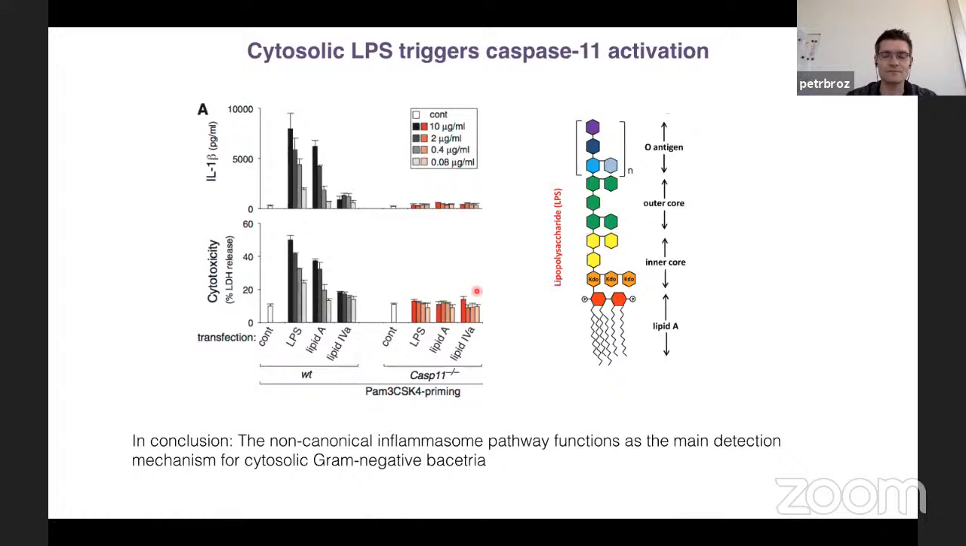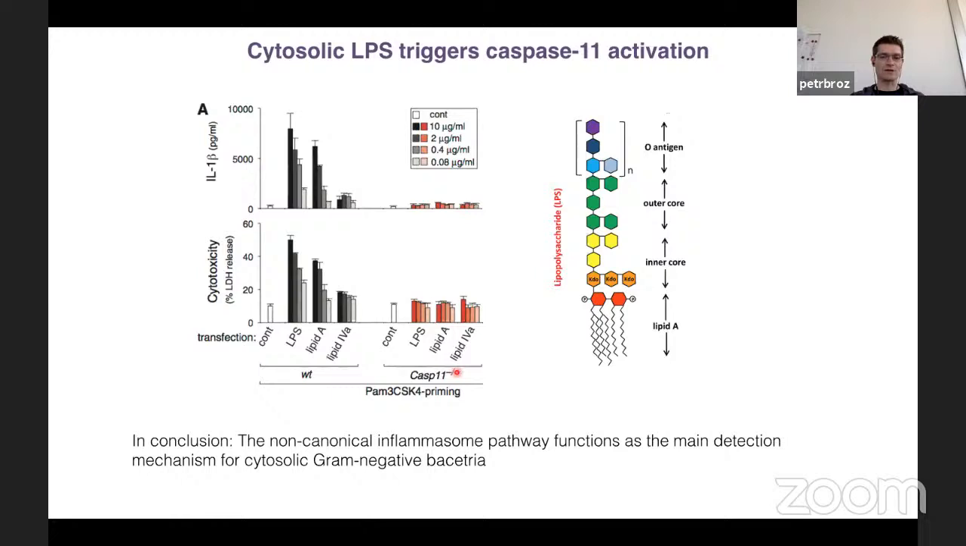It's the presence of LPS. So it was speculated that maybe LPS is the trigger of this pathway. Indeed, that turned out to be true. So when they, in the same publications, transfected LPS into cells, they could observe a strong activation of both cell death, LDH release, and also cytokine release, IL-1 beta, in wild-type cells, which was gone in the caspase 11 knockouts, shown here in the red bars.